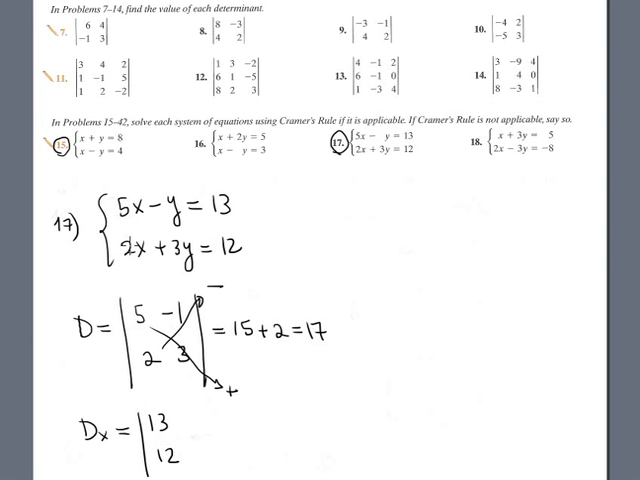Okay, to compute dx and dy, well, dx, you replace the right hand side, 13 and 12, by the column of the x, and the other column stays the same. You multiply this and this plus, and this minus. So it is 13 times 3 is 39. 39, and this is negative, double negative plus 12. The answer is 51.